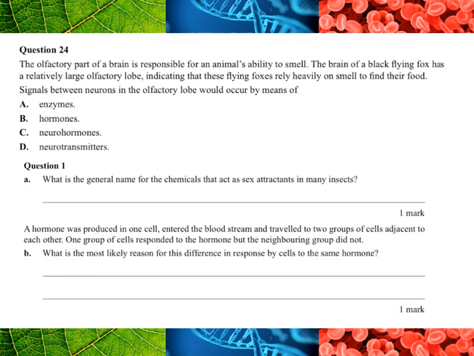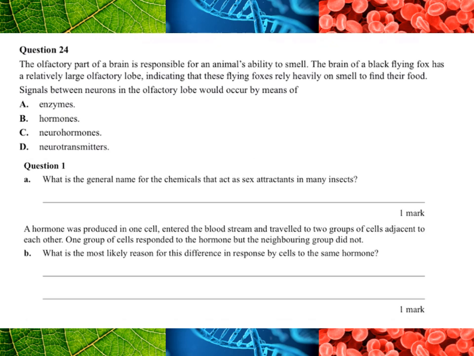All right, a couple of practice exam questions here. So I'll ask you to pause the video now and have a read through both of these and see if you can answer them, and then come back and we'll go through them. So the first one, the olfactory part of the brain is responsible for an animal's ability to smell. The brain of a black flying fox has a relatively large olfactory lobe, indicating that these flying foxes rely heavily on smell to find their food.